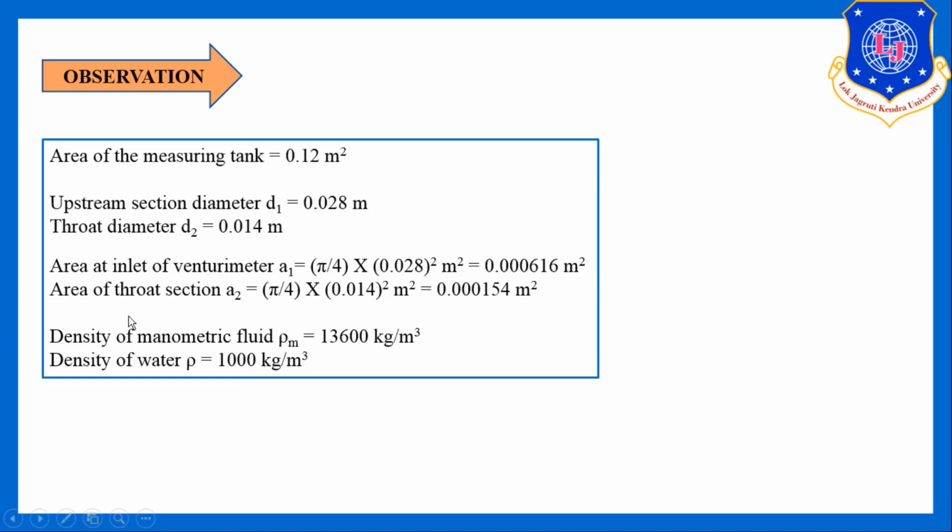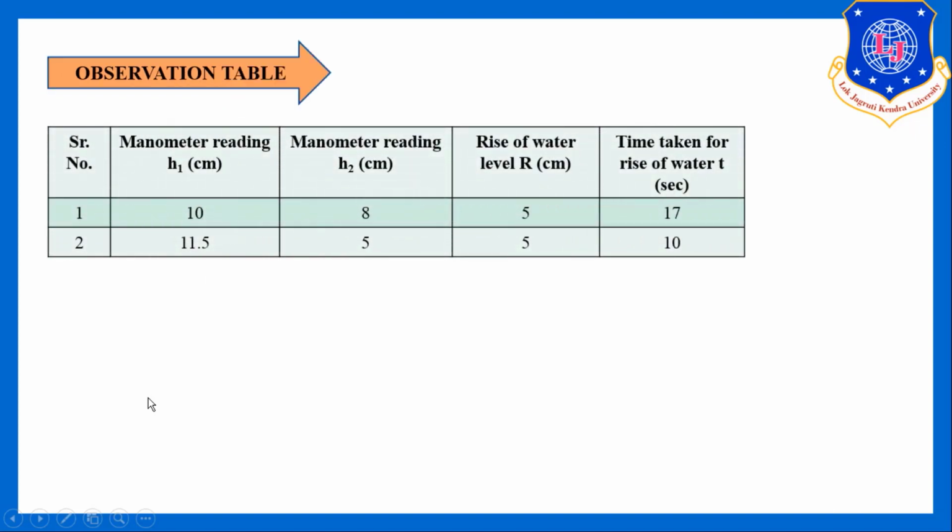Now let's see how we can tabulate our results in our observation table. We have taken two readings. For the first reading, the manometer reading in one end of the U-tube, denoted by H1, is 10 centimeter and H2 is 8 centimeter. Now, the rise of water level R is 5 centimeter, and the time required to rise 5 centimeter in the tank is 17 seconds.